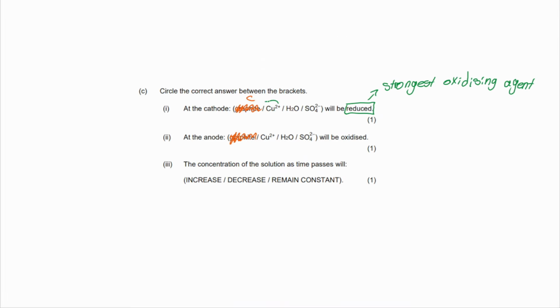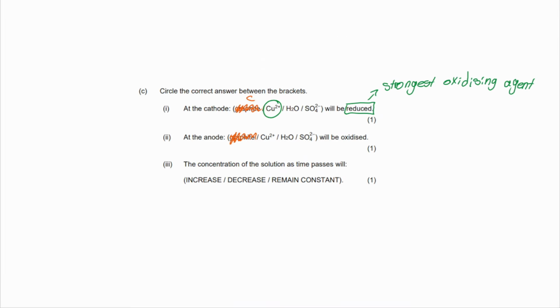Here's H2O. But the problem with this H2O is it needs oxygen gas, and we don't have that, so we cannot use this. That one's not relevant because we don't have oxygen gas. So what happens is you'll notice that Cu2+ is the first one we see. Again, it's slightly stronger than SO4 2-, so it will be reduced because it is the stronger oxidizing agent. So we're going to circle this again.